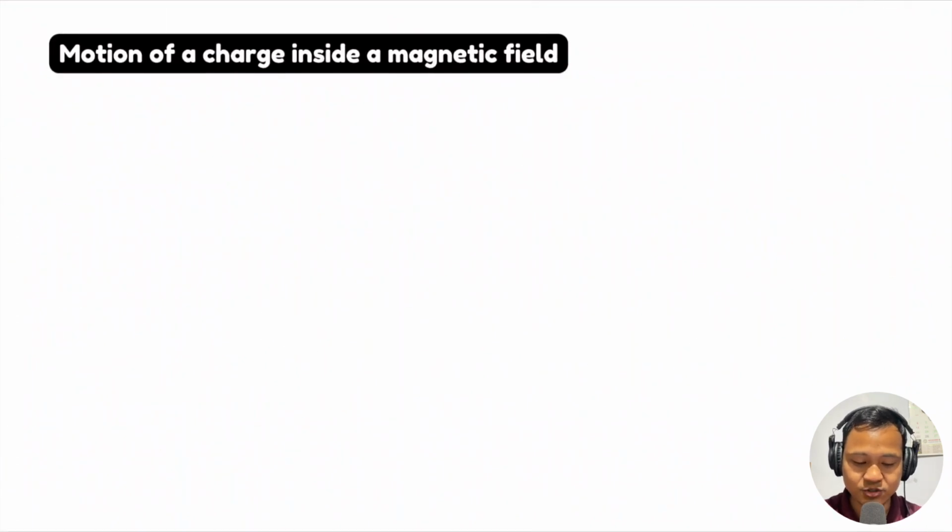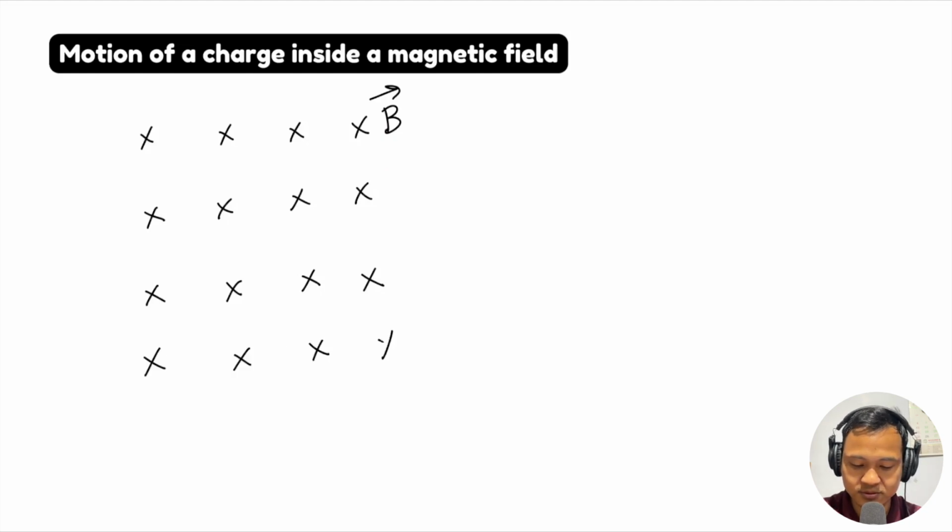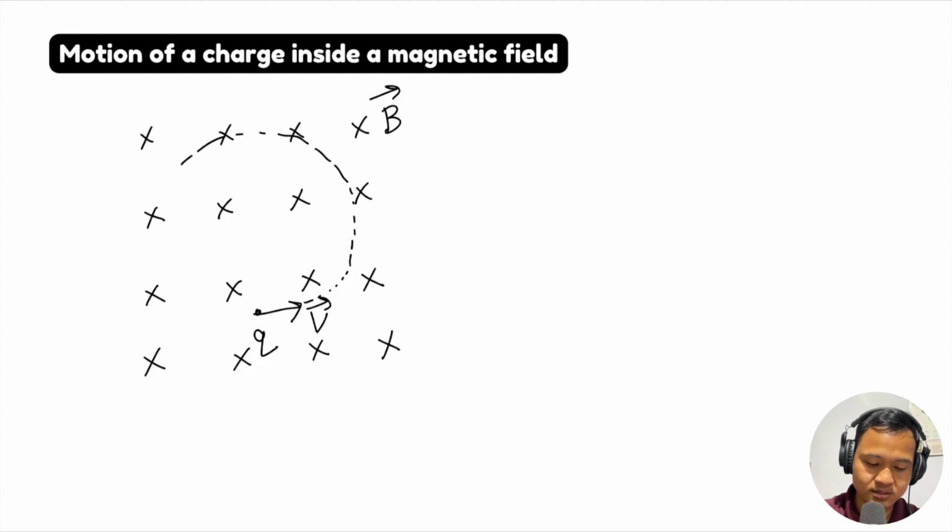Okay, next part. Motion of a charge inside a magnetic field. There is a derivation involved. Suppose I have a magnetic field, with crosses showing the field directed inwards. Suppose a charge is given velocity v. The path goes like this, goes like this, a full circle.